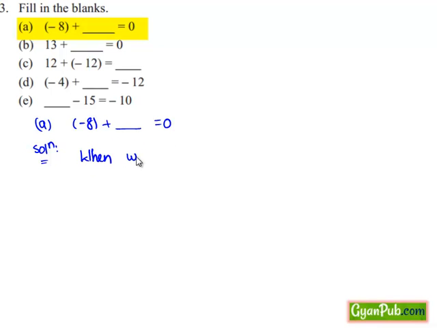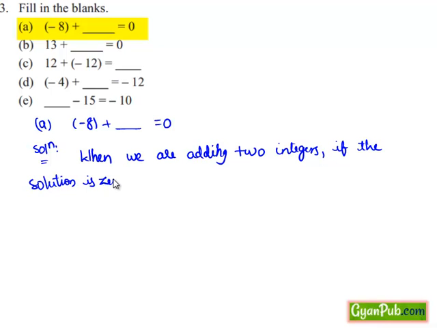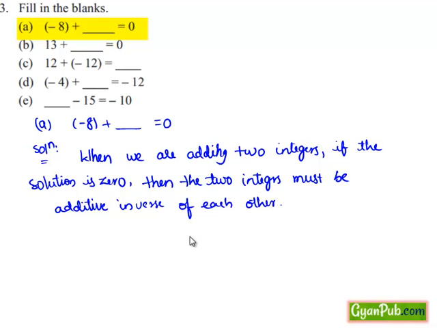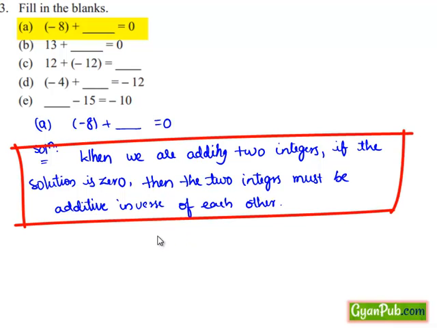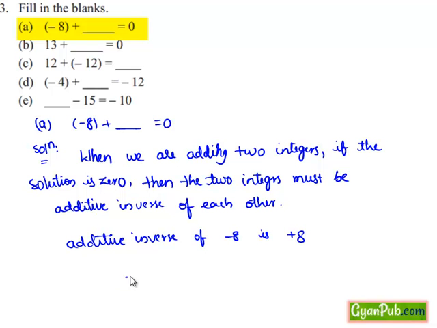When we are adding two integers, if the solution is 0, then the two integers must be additive inverse of each other. Here the unknown integer is nothing but additive inverse of minus 8. Additive inverse of minus 8 is plus 8. So the unknown integer suitable for the blank is plus 8. So the solution minus 8 plus dash is equal to 0 is plus 8.